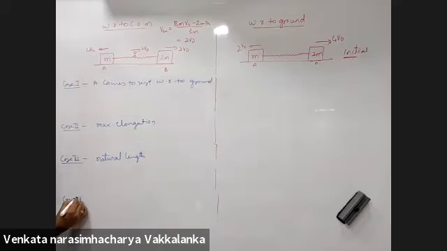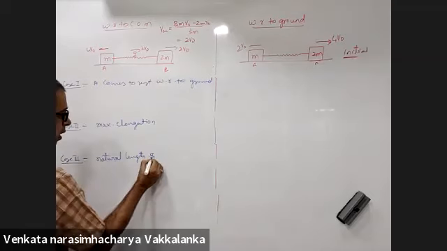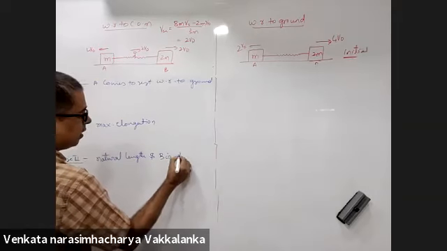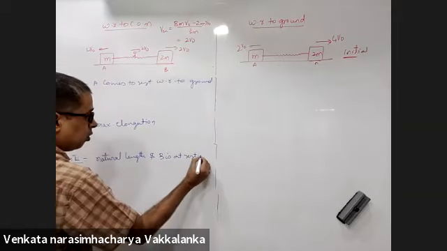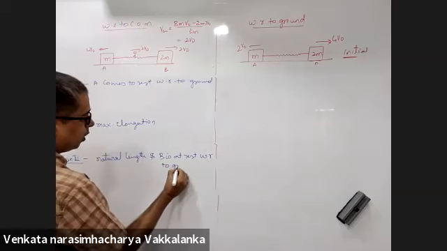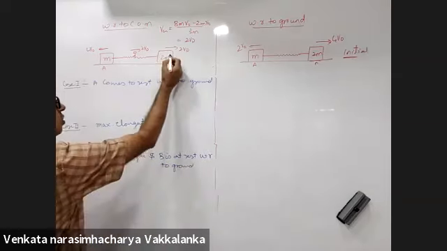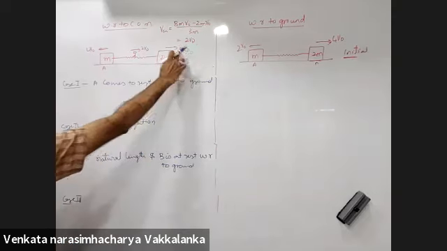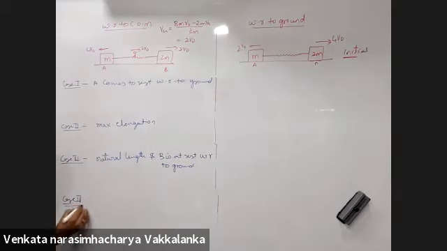Case 4, incidentally here also natural length, and B is at rest with respect to ground will be the same with respect to ground. Once again, it is a mere coincidence of numbers, because I am able to see these both are the same. Case 5, maximum compression.